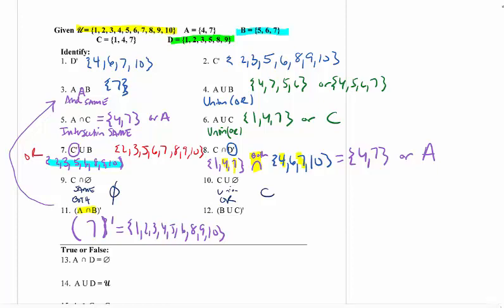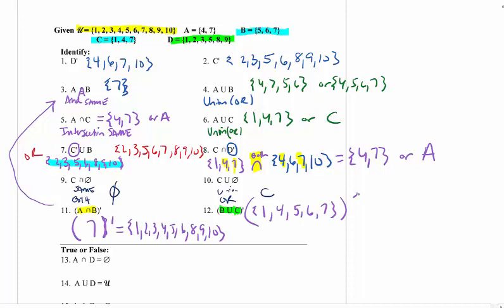Similar idea on number 12. We're going to do B union C, which we did not do above. So I'm going to look at B, which I highlighted in blue on the top, and I'm going to highlight C so that I can look at these at this last step. Union means put everything in it, so we would include the 1, 4, 5, 6, and 7. That would be my B union C.